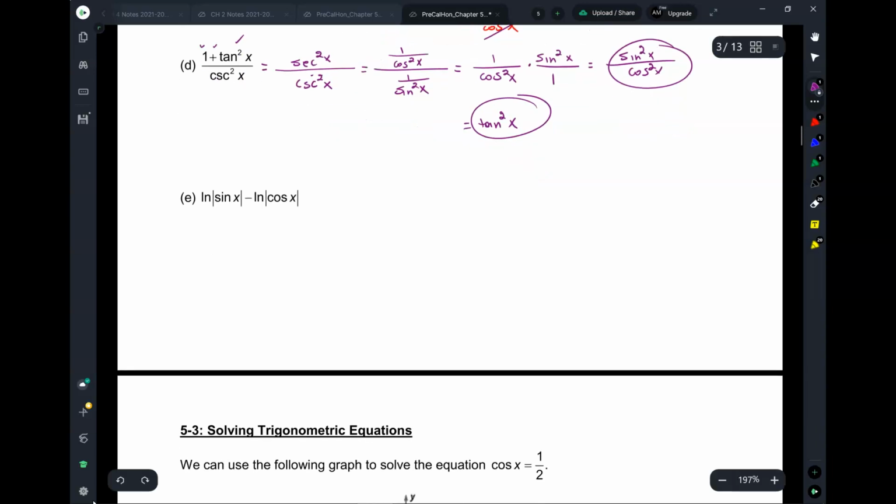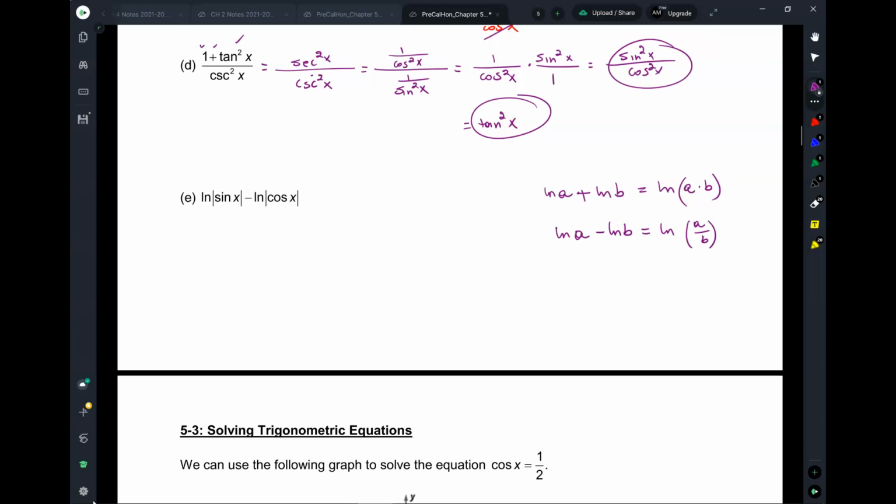Yeah. Okay. So here's what you learned back in Algebra 2. ln of A plus ln of B is ln of A times B. And you also learned ln of A minus ln of B is ln of A over B. Is this ringing any bells? Maybe like a bell really far back, far, far away in a faraway land.